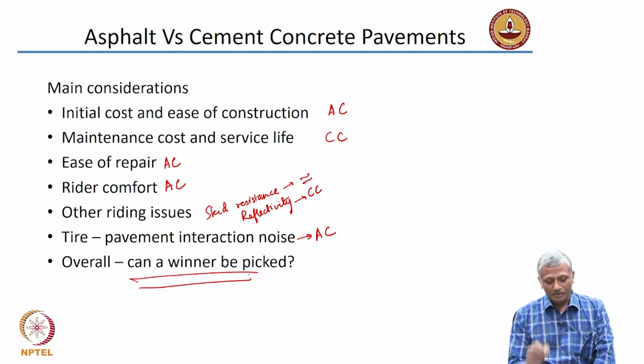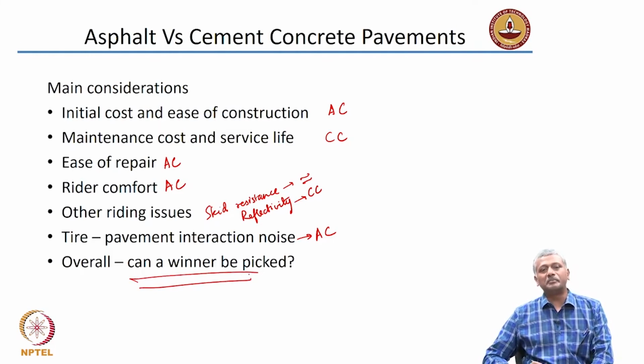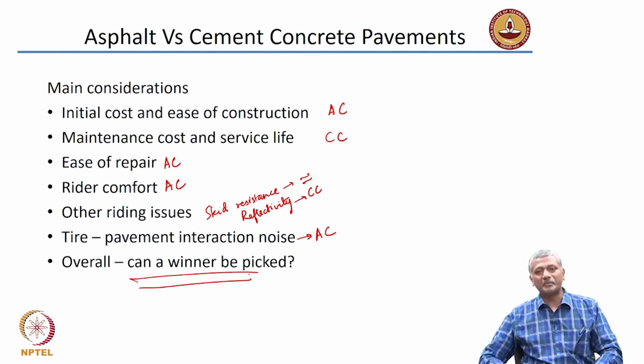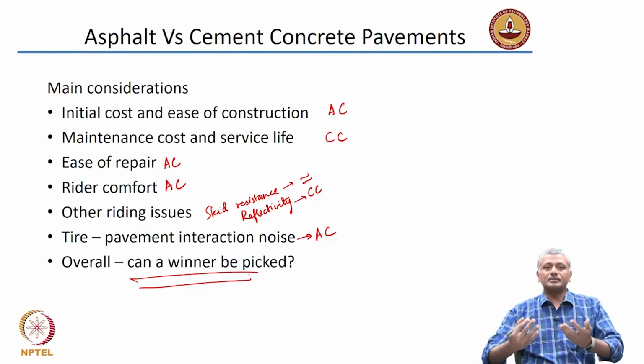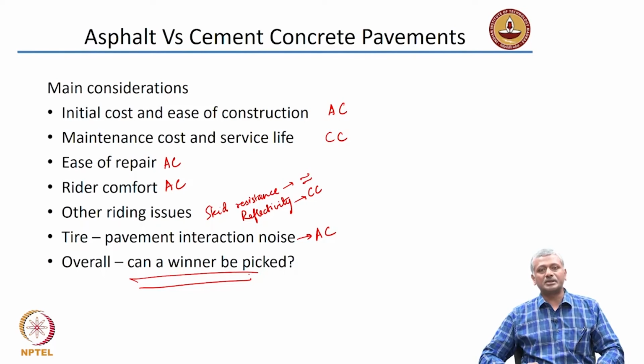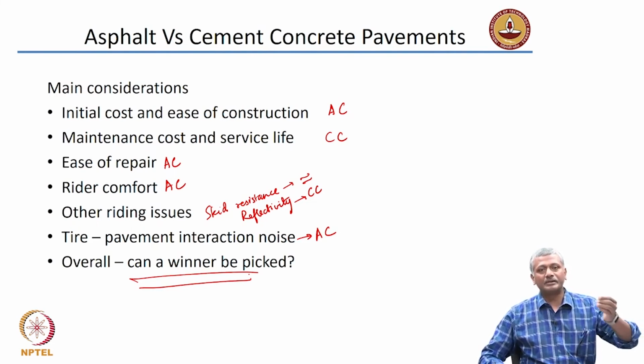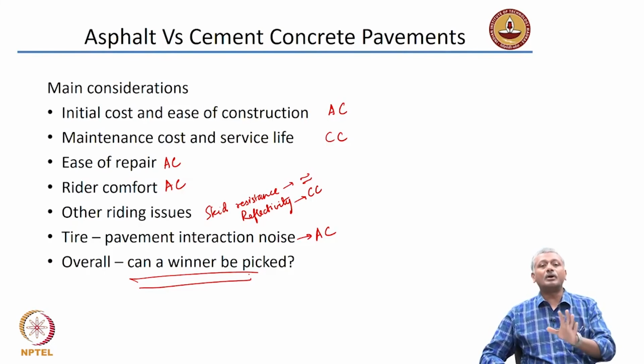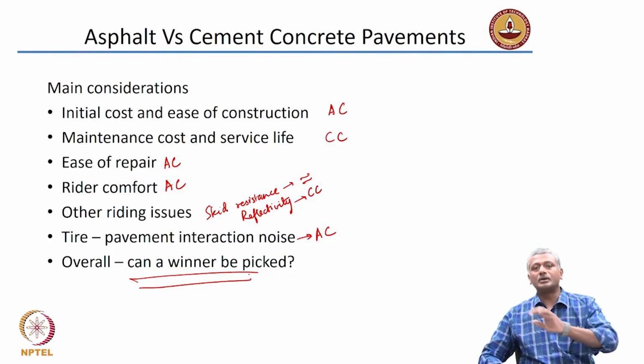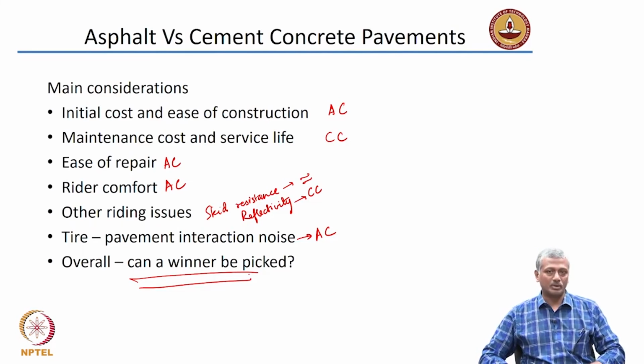So, the question now is, can a winner be picked between asphalt and cement concrete? The choice is obviously dependent on the person who is using the pavement. Now, if I am an agency or if I am the client like the municipal development corporation in a city, I need to make a choice. What is more important for me? Is the ease of application or ease of repair, initial cost, all those are important, or is it the maintenance cost and the long term performance of this pavement that is important?